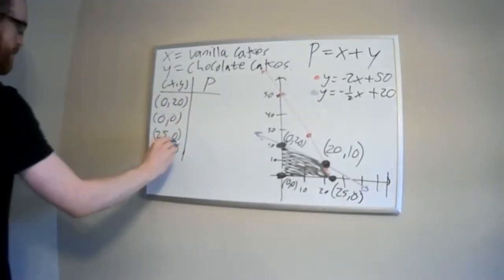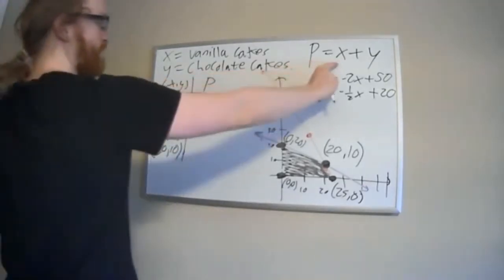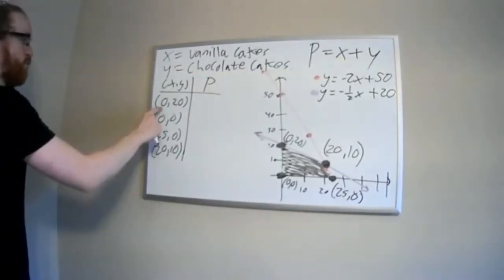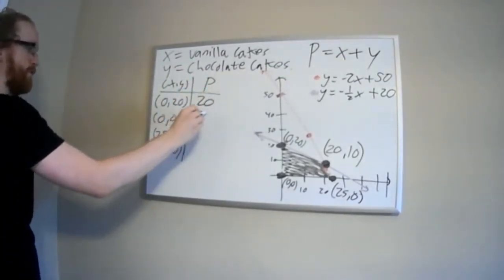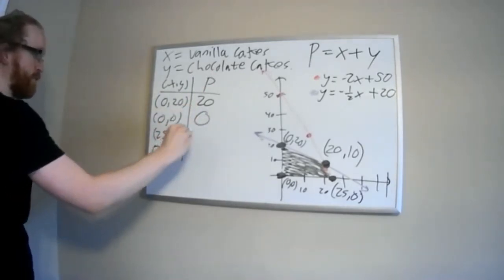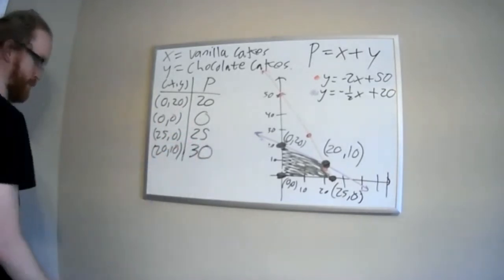And so I just need to find the maximum value of p out of these. So we just plug these into p. P is just x plus y. So 0, 20 just gives me 0 plus 20. That's 20. 0 plus 0 is 0. 25 plus 0 is 25. And 20 plus 10 is 30.